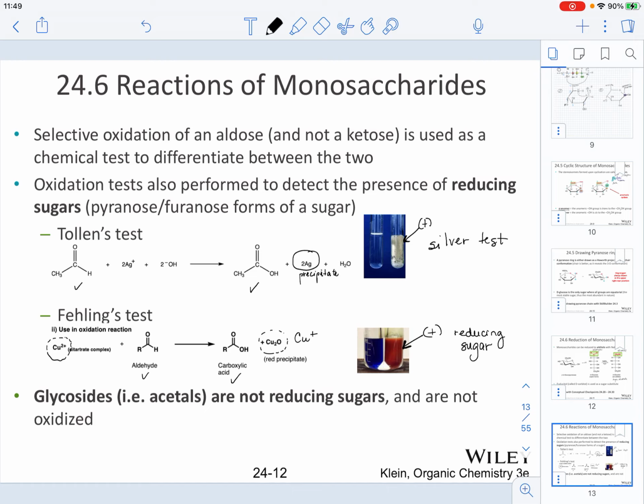So understand that glycosides, specifically sugars that have a committed anomeric position, where now we have an acetal instead of a hemiacetal, are not going to be able to undergo oxidation. That's why they are known as non-reducing sugars.